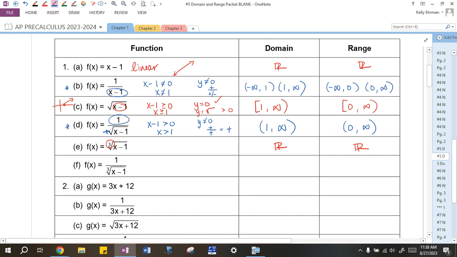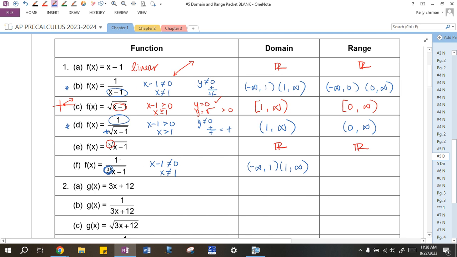What if we put the odd root in the denominator? Okay, so remember, for domain, we can't divide by 0, but there's no odd root restriction here. So I can put positives or negatives in for x. I just have to make sure that x minus 1, the expression underneath the odd root, doesn't equal 0, because I don't want to get 1 divided by 0. So the only restriction is that x can't equal 1. So that's negative infinity to 1, 1 to infinity.